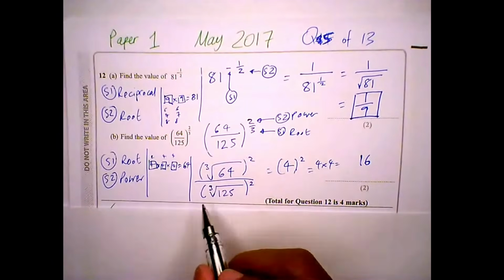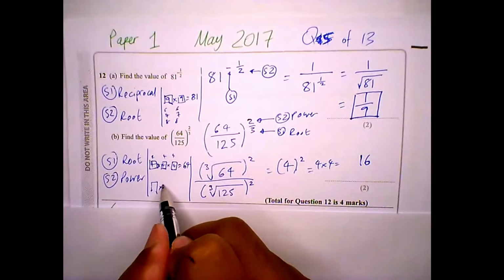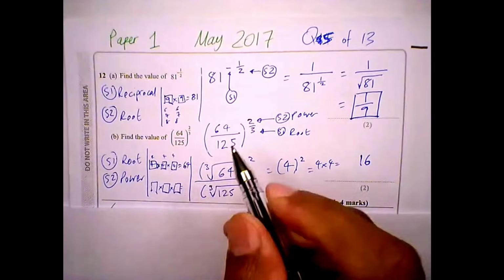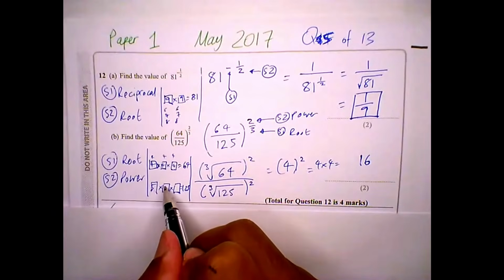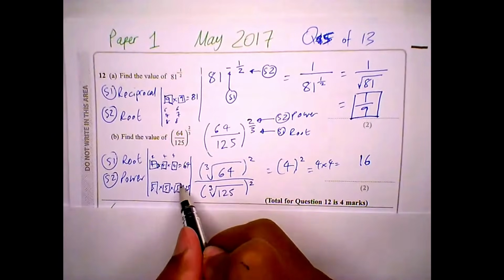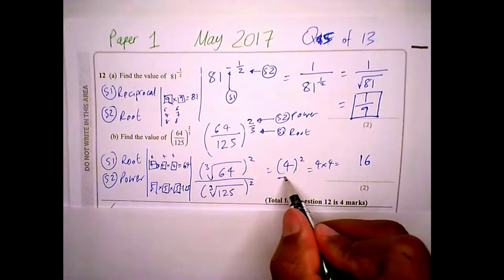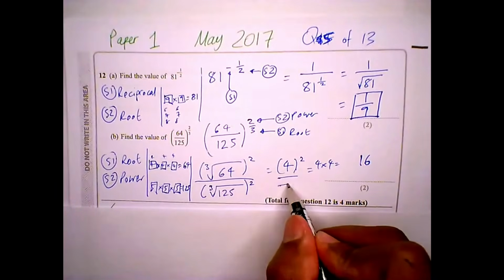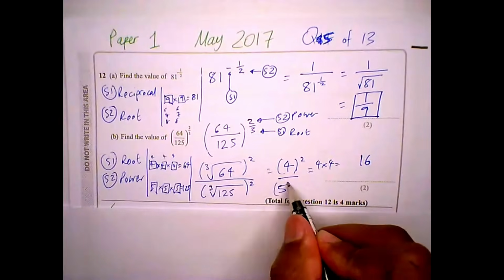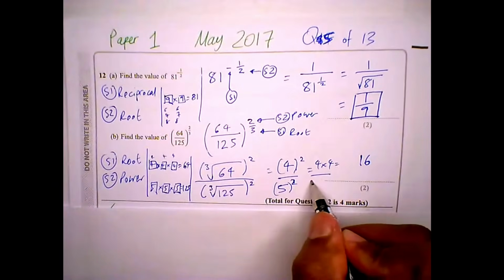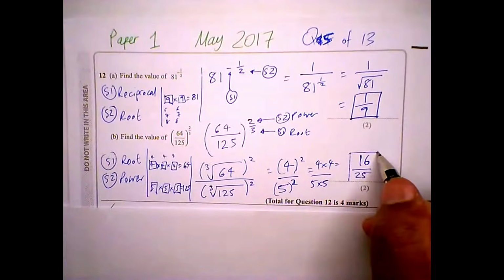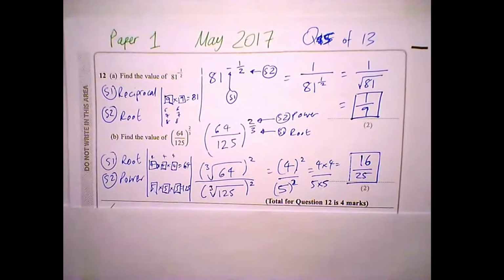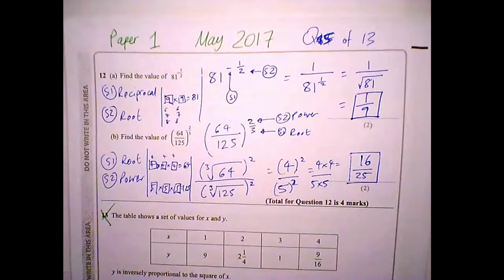And now I can work on this one. Which number multiplied by itself 3 times gives me 125? I've done 4. The next one is 5. 5 times 5 is 25. Times by 5 is 125. I think this is the second time we're coming across cube root of 125. So 5 squared, which is 5 times 5, which is 25. So my final answer is 16 over 25. Okay, let's move on to the next question.